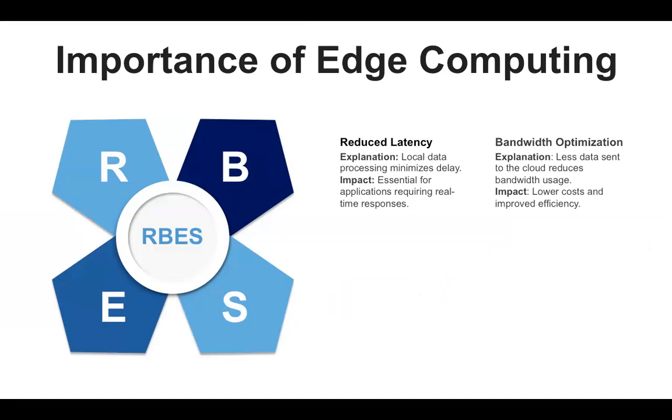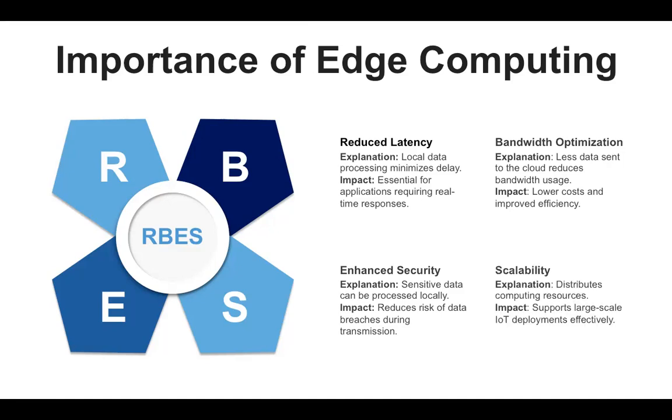Bandwidth optimization. It means that less data is sent to the cloud, which reduces the bandwidth usage, so the cost would be lower and the efficiency would be improved. Third, enhanced security, which explains that sensitive data can be processed locally, which reduces the risk of data breaches during its transmission. Scalability, which explains that it distributes the computing resources, which supports large-scale IoT deployment effectively.